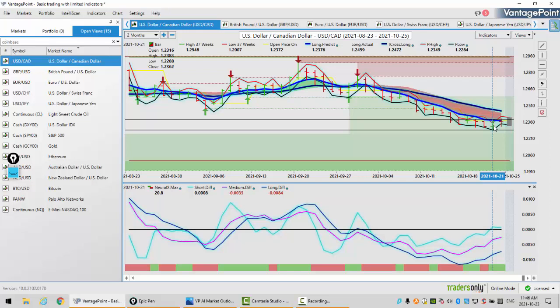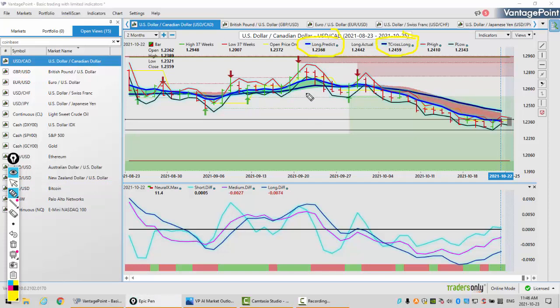So again, watch that level right here, but if we can close above the VantagePoint long predicted at 123.68, at the very minimum it's going to bring us back to the T-cross long at 124.59. And you can see how I'm using these levels. Let me just drop this down so everybody can see it. We've got our long predicted right here and our T-cross long.